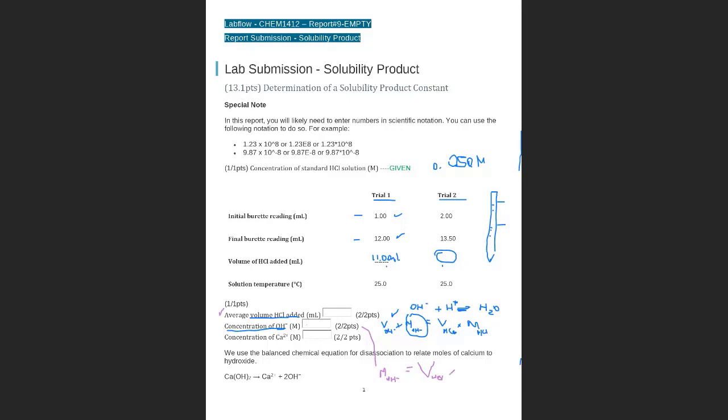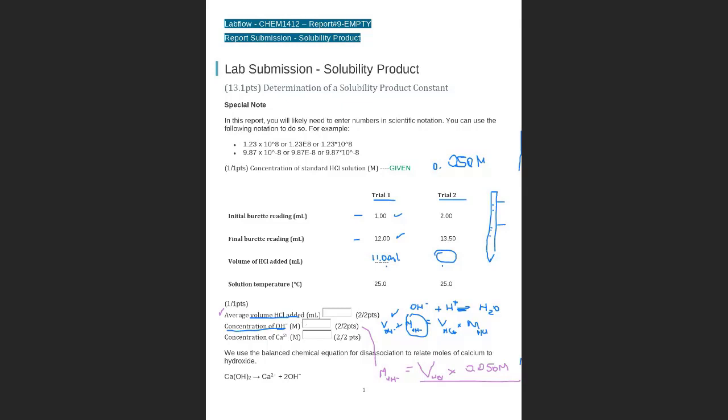And then, what is the molarity of the hydrochloric acid? Obviously, it's given at the beginning. Mine was 0.0... We always know the molarity of our titrant, and then divided by the volume of the sample.